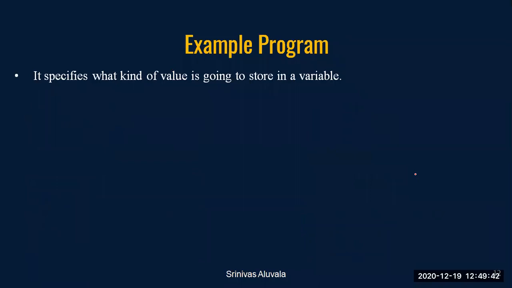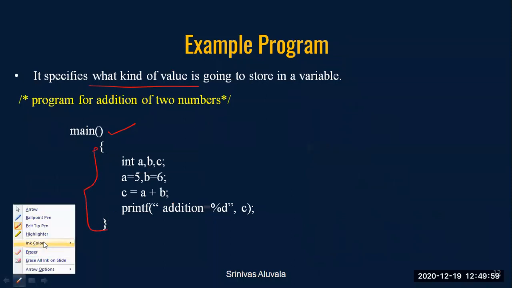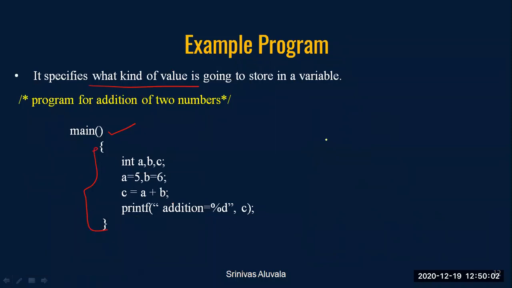What is the data type given here? It specifies what kind of value it is going to store in the variable. To make it an example of a data type, my program starts with main, and I have the body of the program. In the body of the program I have the variables. Now you can think this is a variable, A is a variable, B is a variable, C is a variable, and now I have written my variable as int. This we have not seen in the algorithm or the flowchart.